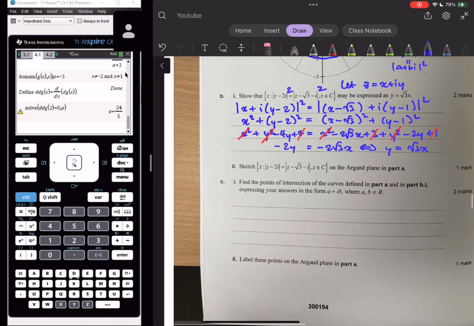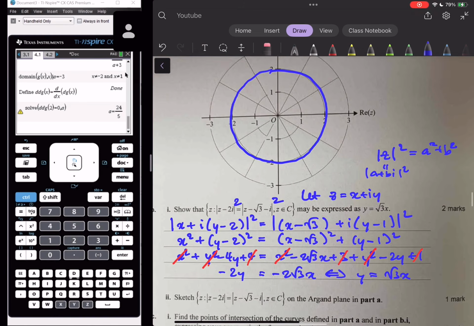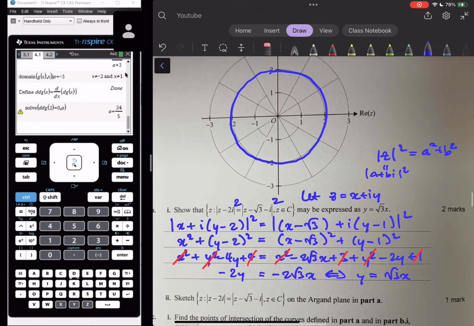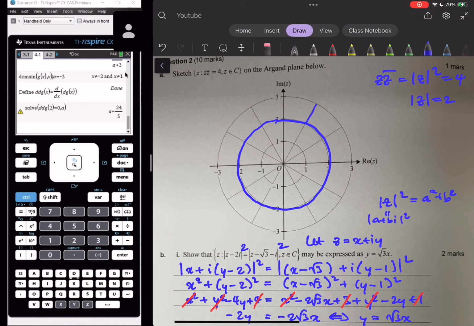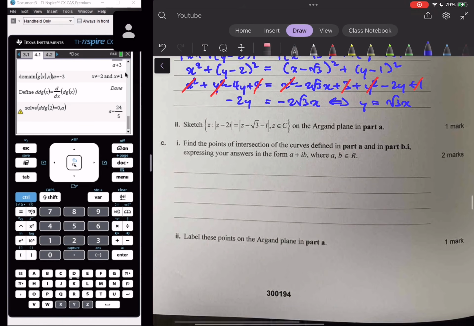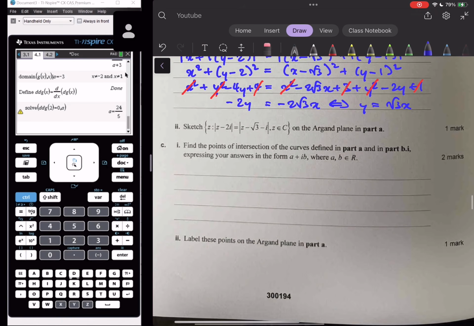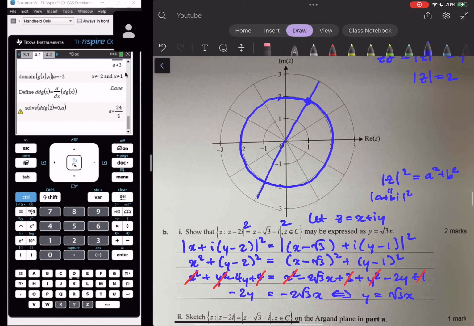Okay, we want to sketch this line. That's a gradient of √3, which is an angle of pi on 3. So our line is going to look something like this. So this is the angle pi on 3. Okay, and we want to find the points of intersection of the curves defined in parts A and B(i). So those are these points over here.